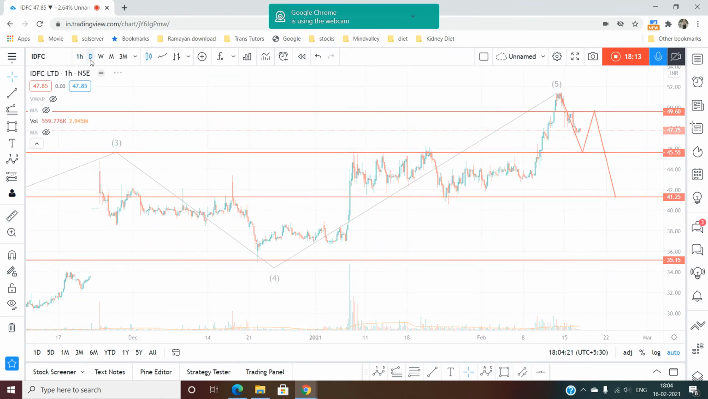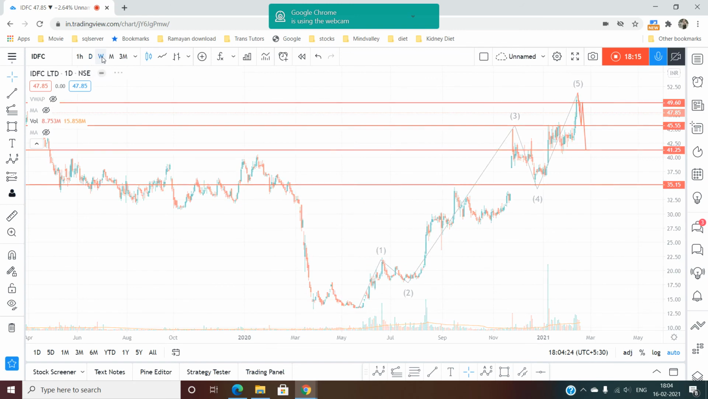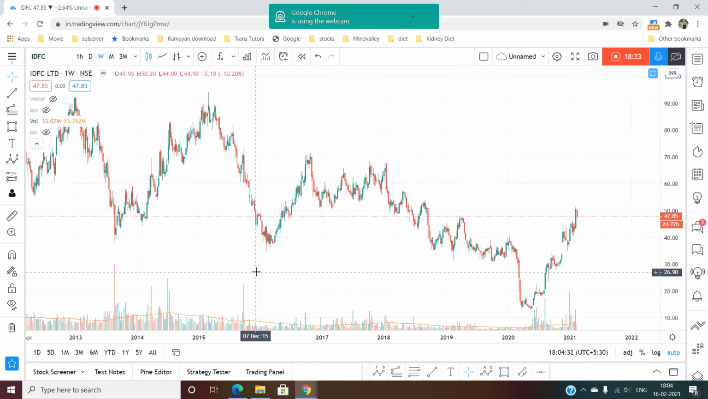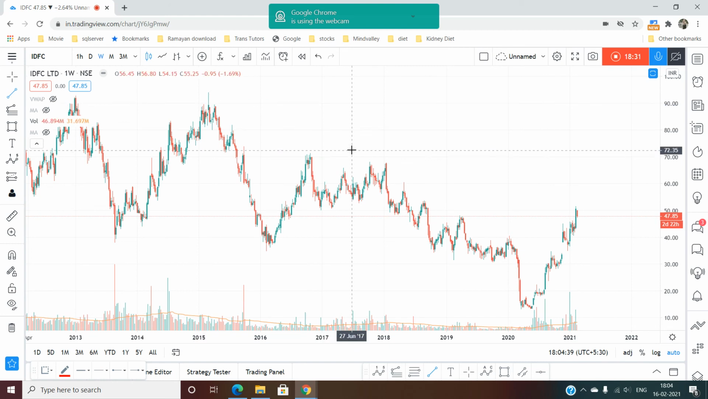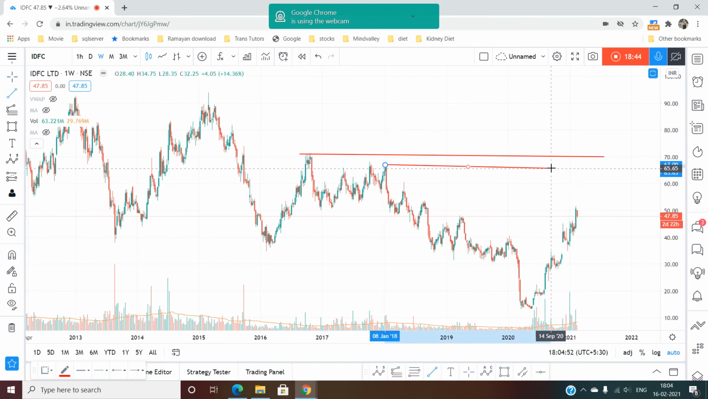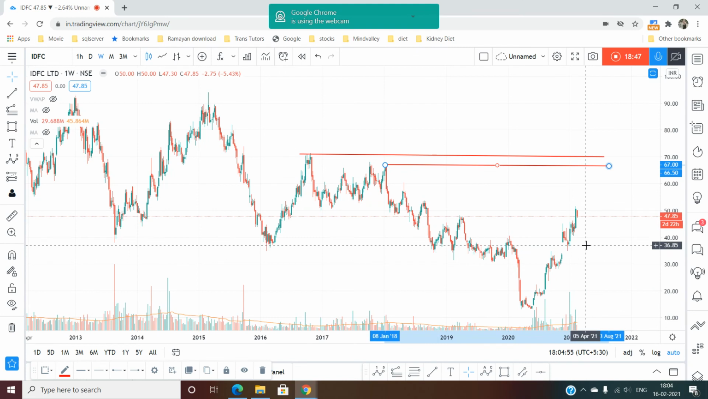So what will be our target then? Moving above 50 is a good thing. Below 35 is a bad thing. Okay, so our first target will be 65, second target will be 70. Okay, so these are our targets. This is the second target and this would be our first target. Our stop loss will be around the 35 zone.